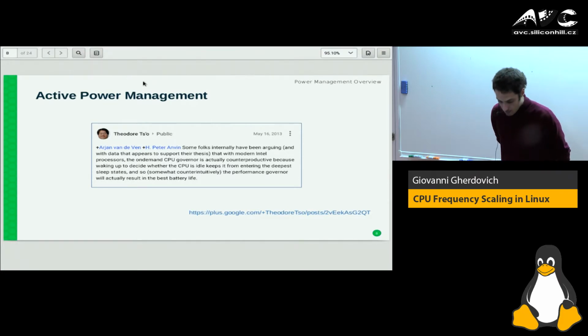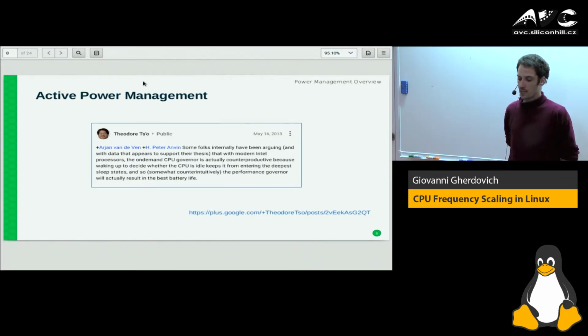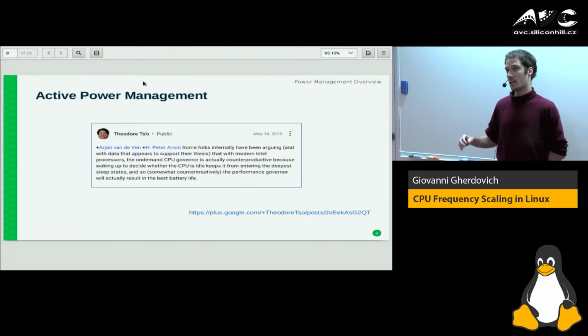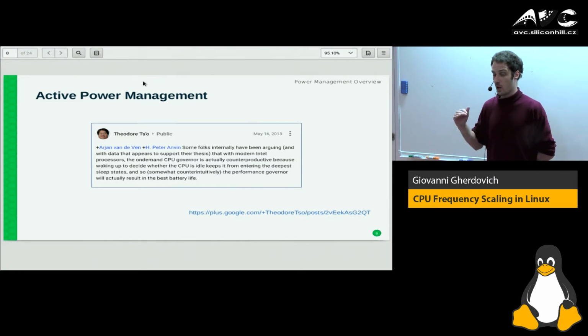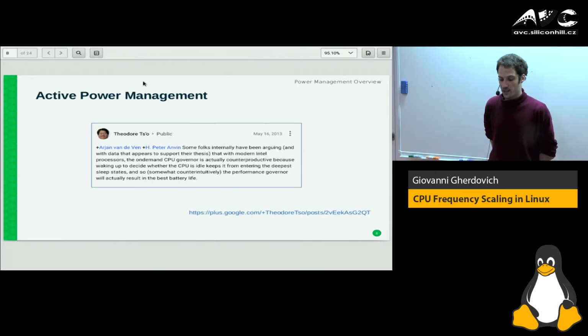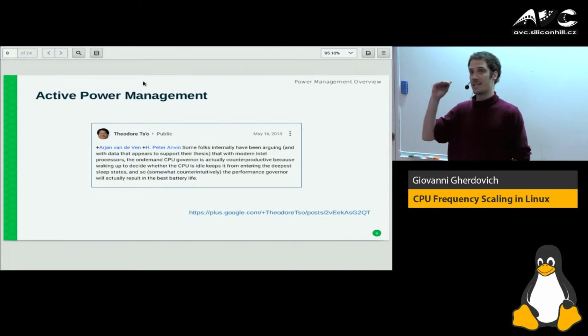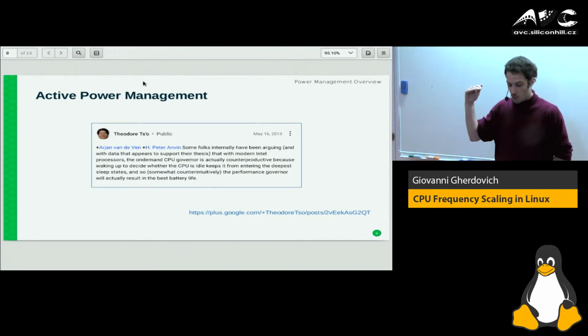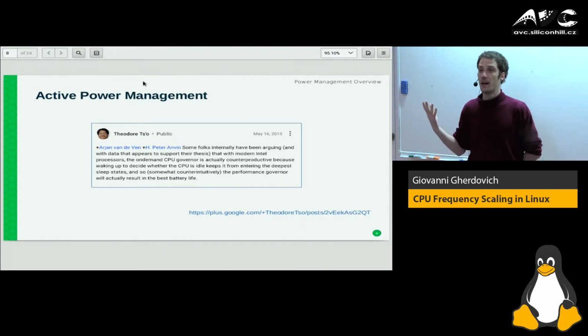He said, some people in the office are saying that the on-demand CPU governor is actually counterproductive. The on-demand one is the one that tries to balance the power, so reduce the power if the CPU is not under load. So it should save power. It is actually counterproductive because waking up to decide whether the CPU is idle keeps it from entering the deepest sleep state. And so, counterintuitively, the performance governor, which is the one that always sets you to the max speed, will actually result in the best battery life.